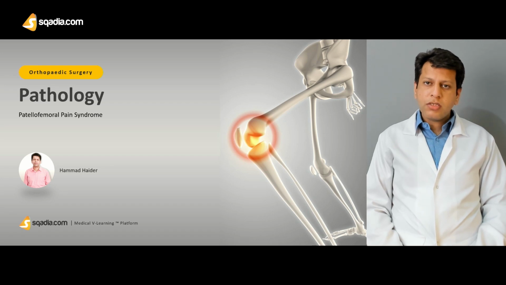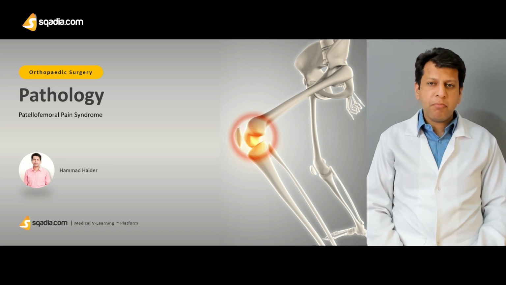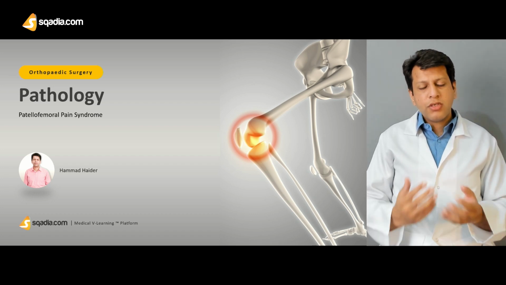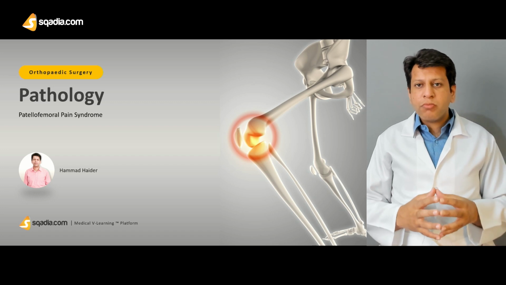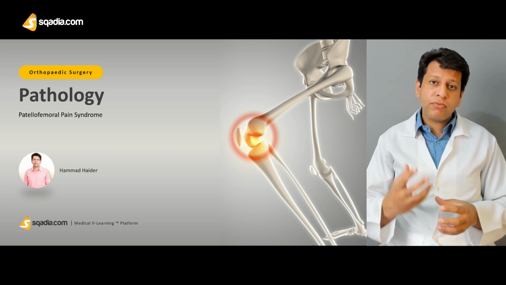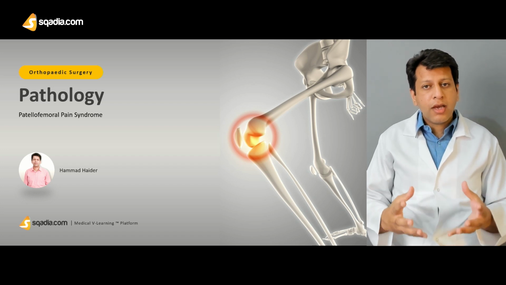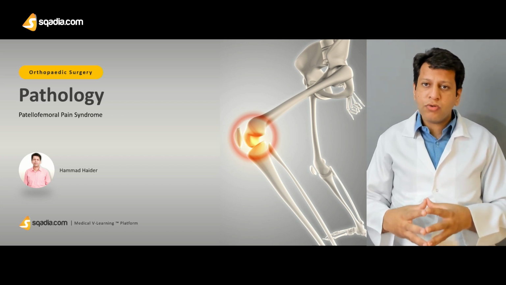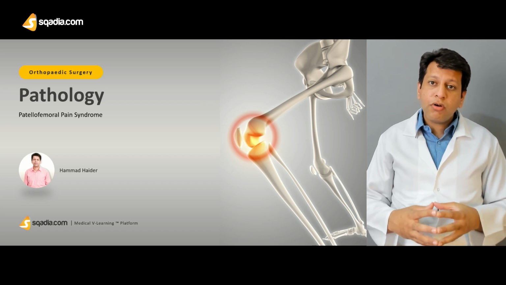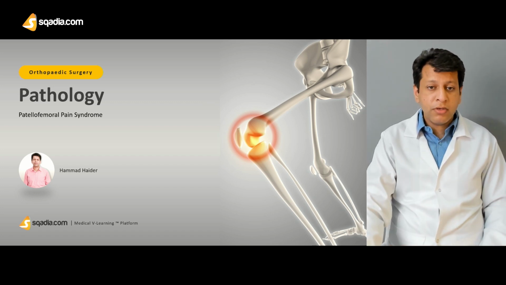What is the pathology or pathogenesis of patellofemoral pain syndrome? As I have told you, the initial theory was that it was also called chondromalacia patellae. That was the problem suspected to be related to cartilage thinning, and it usually presented in many adolescent age groups. But now the new theory of overuse injury has also emerged.